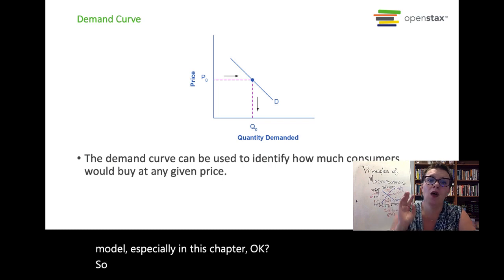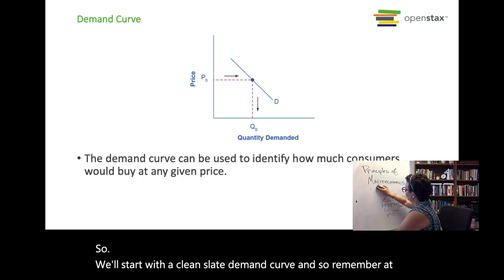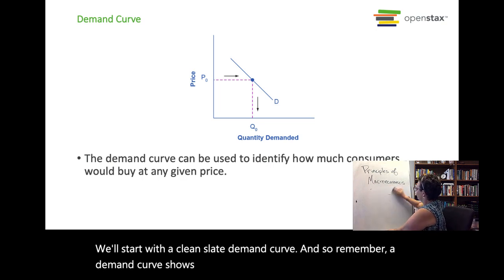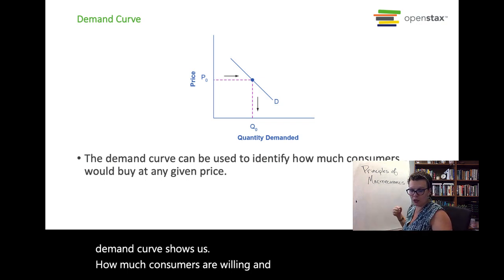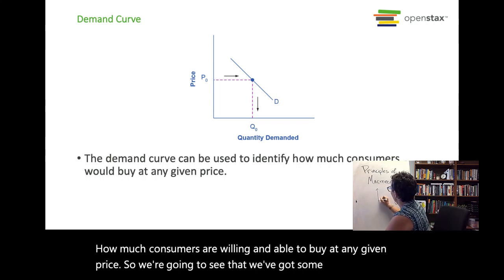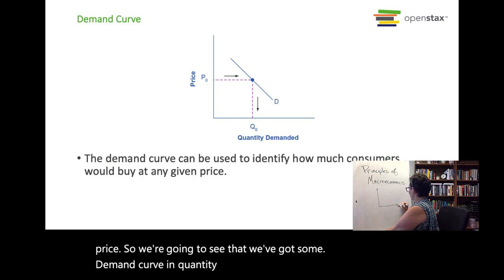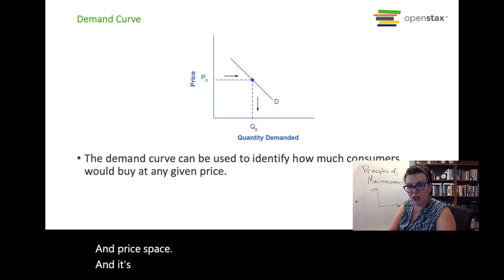So we'll start with a clean slate demand curve. And remember, a demand curve shows us how much consumers are willing and able to buy at any given price. So we're going to see that we've got some demand curve in quantity and price space, and it's going to be downward sloping.